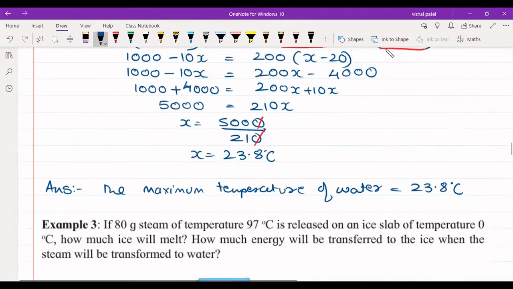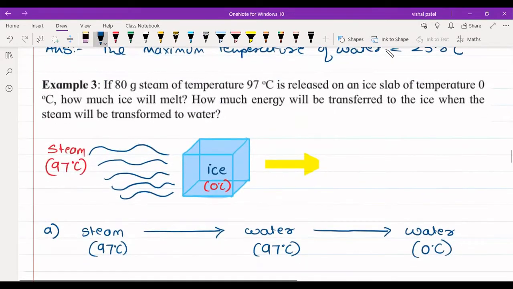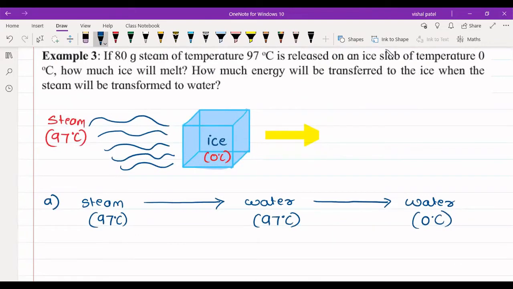Okay, cool. Chalo, see the next one. I've already done the diagram, students. First read the sum. I want all of you to read the sum. If 80 grams of steam at 97 degrees Celsius, see students, I've done the diagram, is released on an ice slab at 0 degrees Celsius, how much ice will melt and how much energy will be transferred to ice when the steam is transferred to water?